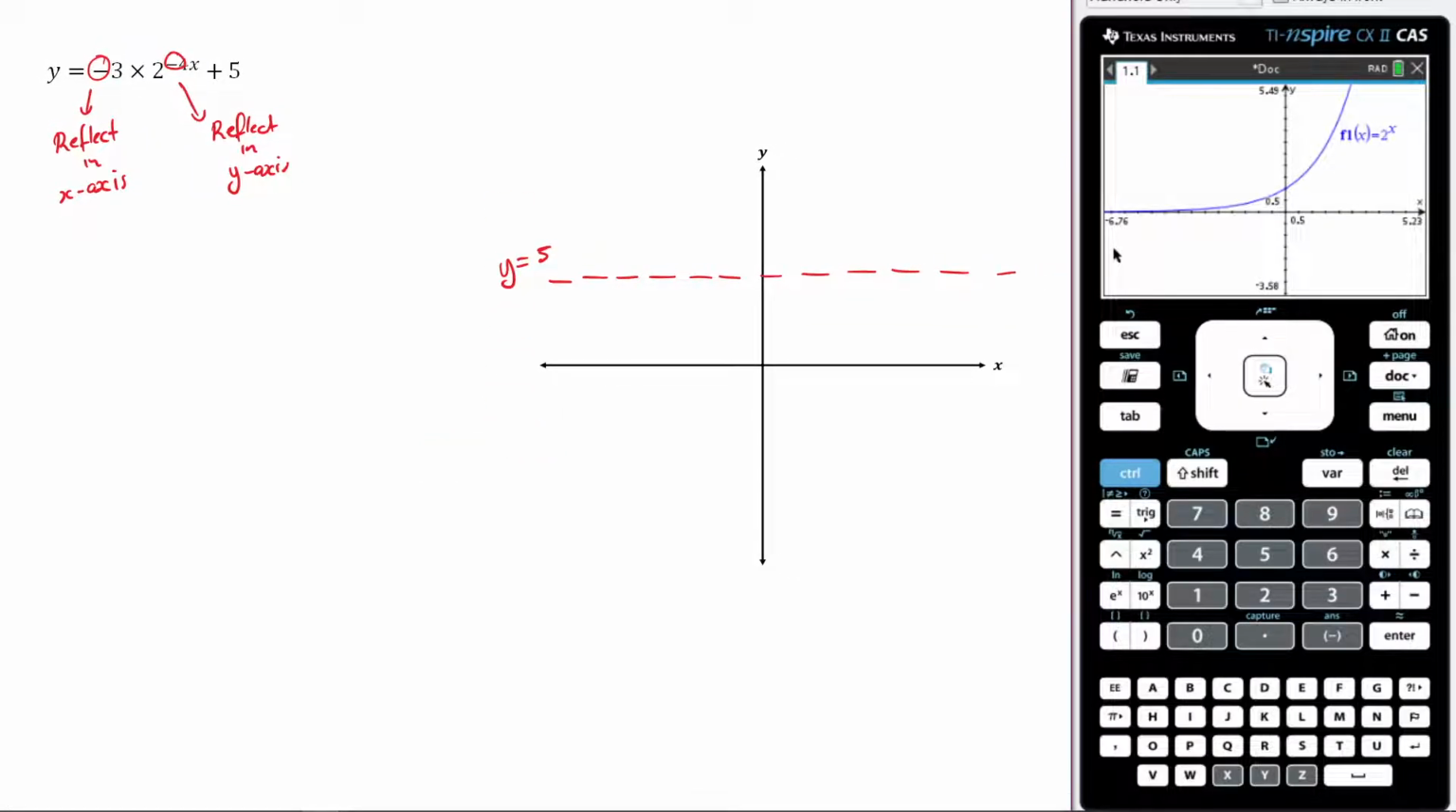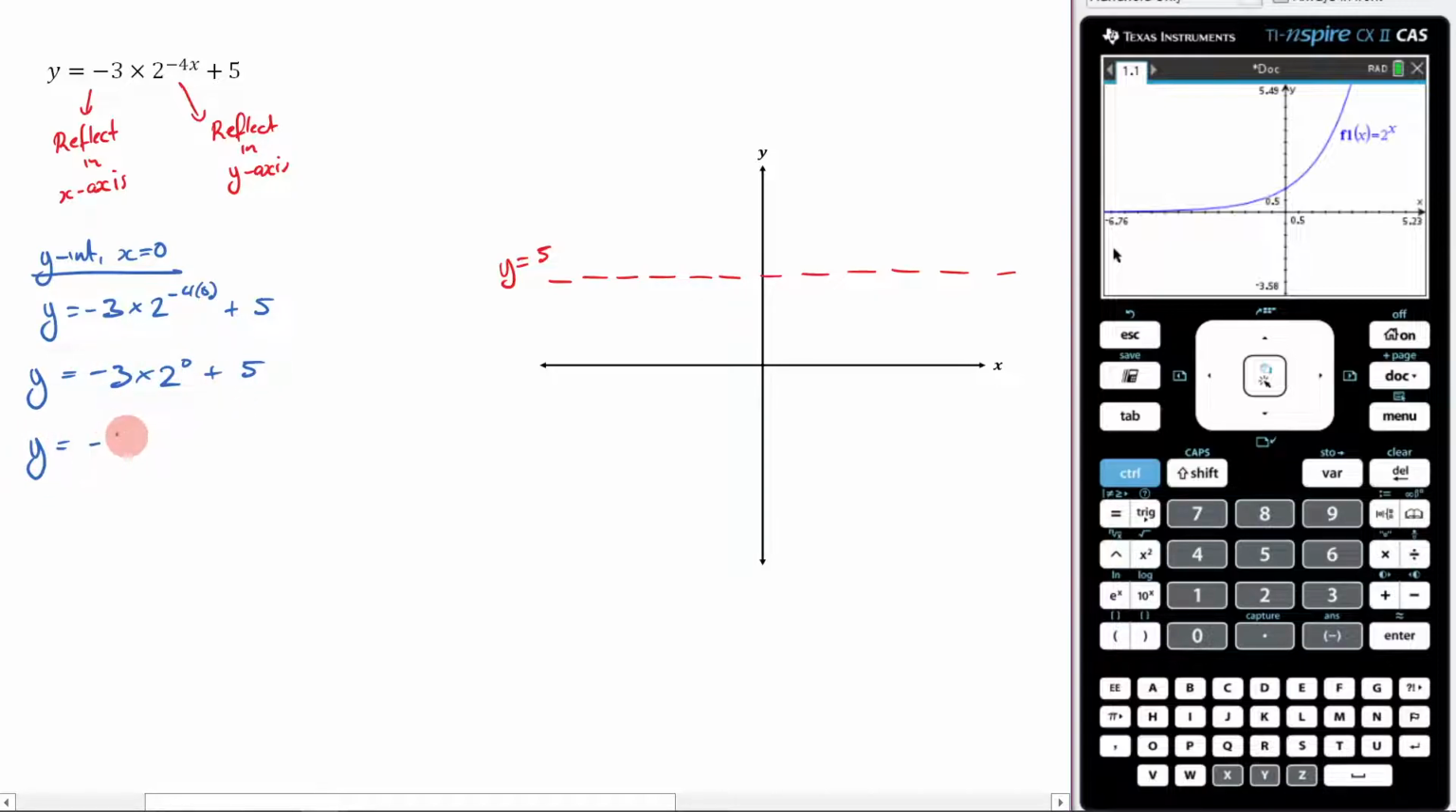But before we draw anything, let's actually find our y-intercept. Y-intercept when x is equal to 0. So that means we're going to get y is equal to negative 3 times 2 to the negative 4 times 0, plus 5. Y is equal to negative 3 times 2 to the 0, plus 5. Y is equal to negative 3 times 1 plus 5. Y is equal to negative 3 plus 5. Y is equal to 2. So that means I'm going through that point right there.